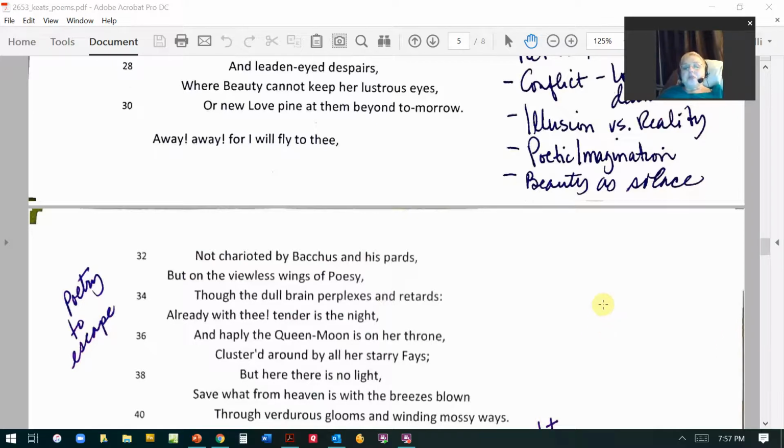So he says, I will, the viewless wings, right? So poesy has invisible wings, right? And though my dull brain, it causes me problems and it slows me down, right?